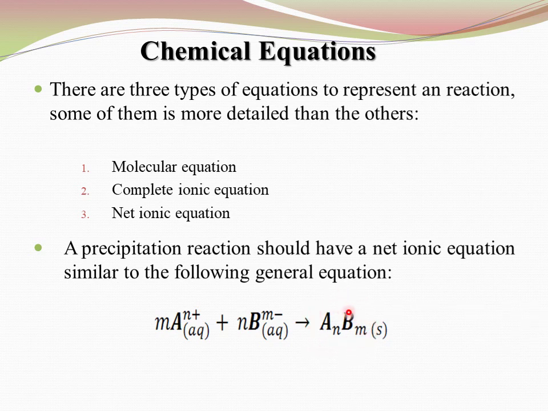Example: cation A and anion B. The net ionic equation shows only the ions that are involved in the precipitate. So cation A with its charge, n plus, and anion B, m minus, produce the precipitate. So this is the general formula for how to write a net ionic equation. Again, the net ionic equation shows only ions that are involved in the precipitate.